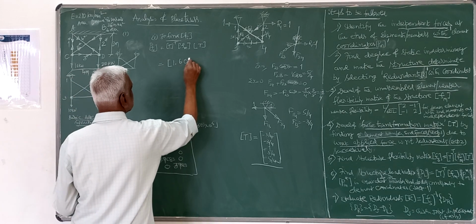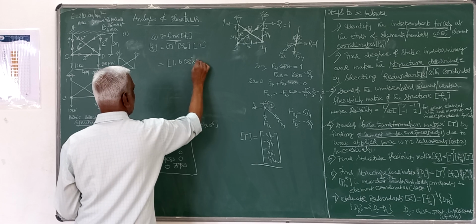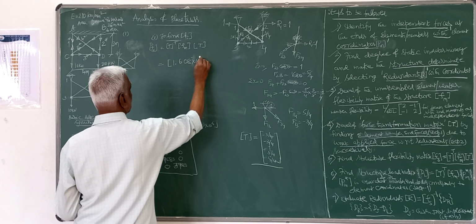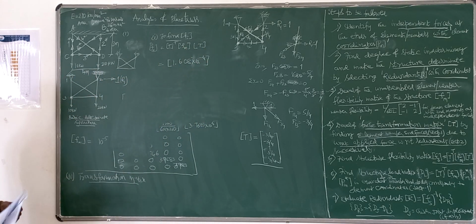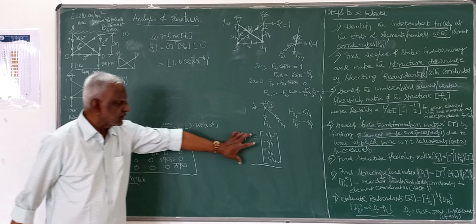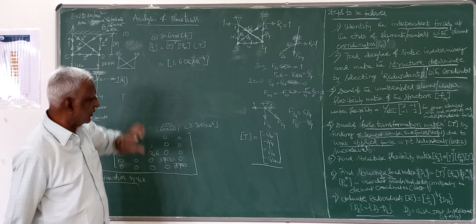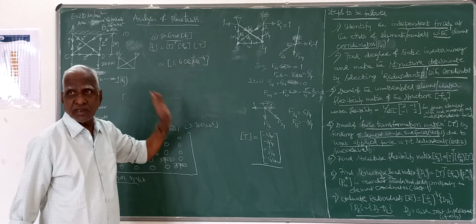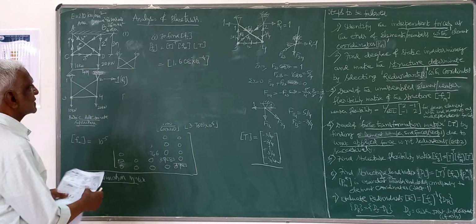1.608 into 10 to the power of minus 4. So if you simplify, that much exercise I have left to you, because you have to substitute this T, you have to write it horizontally, then take this FM matrix, then take the T, and multiply.